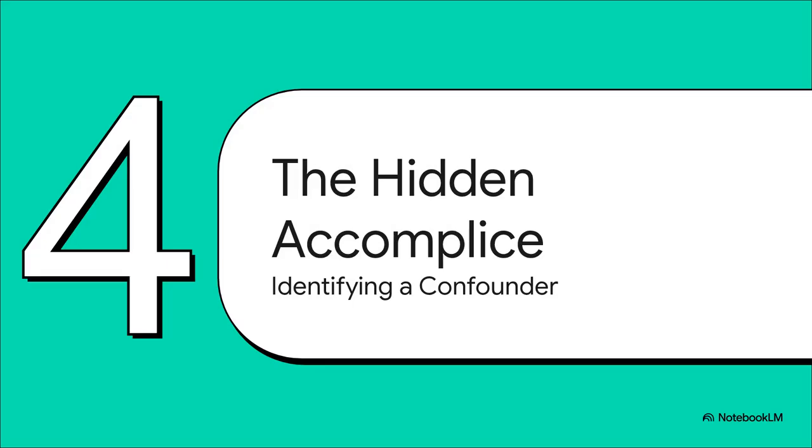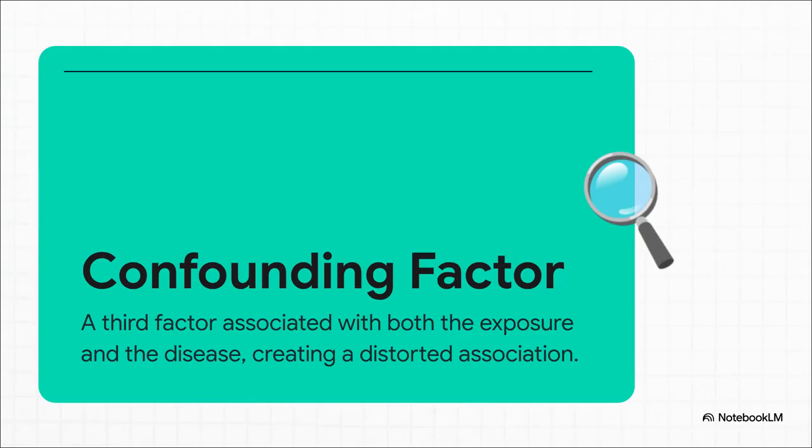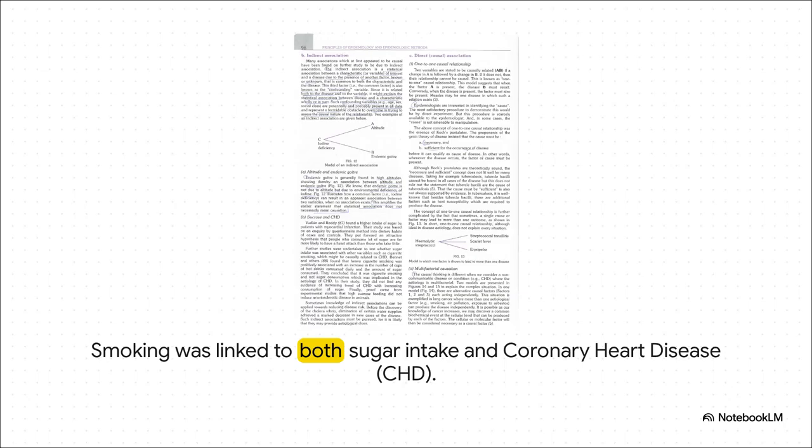Okay, so let's say our detectives are amazing. They've dodged all the bias, their evidence is clean. But there's another, much sneakier villain they need to look out for. This one is the hidden accomplice. And in the science world, it's called a confounder. So here's the plot twist. A confounder is a secret third party that's connected to both your main suspect, in this case sugar, and the crime itself, heart disease. It just hangs out in the background, creating this fake link that makes your suspect look guilty just by association. And in our sugar and heart disease mystery, this is exactly what happened.